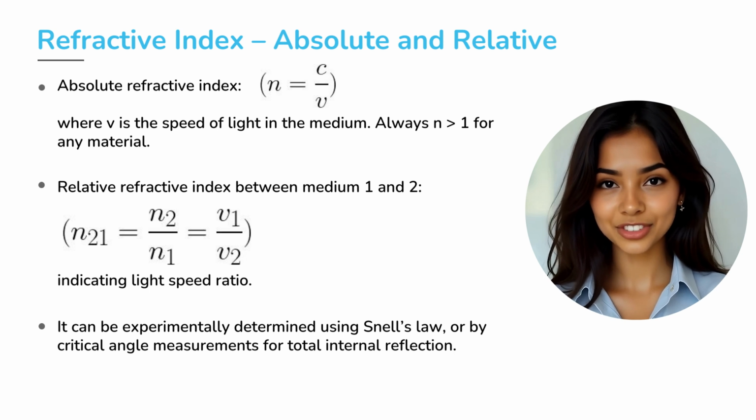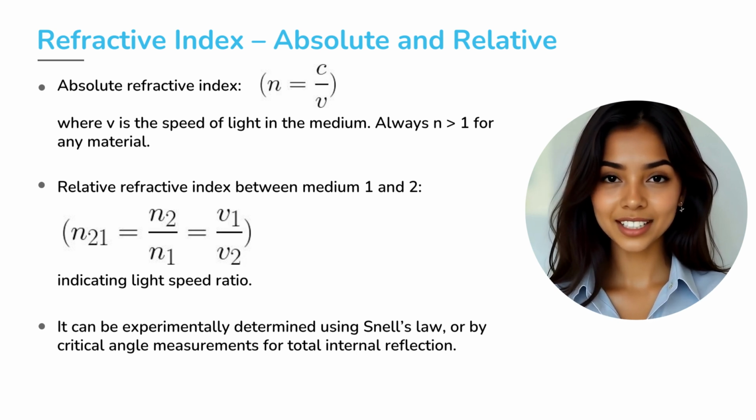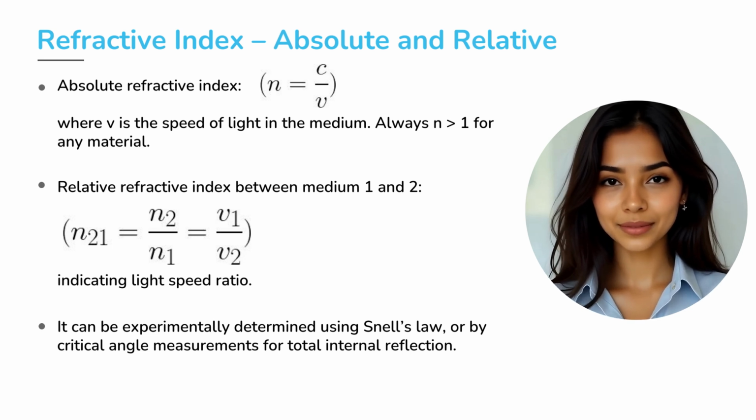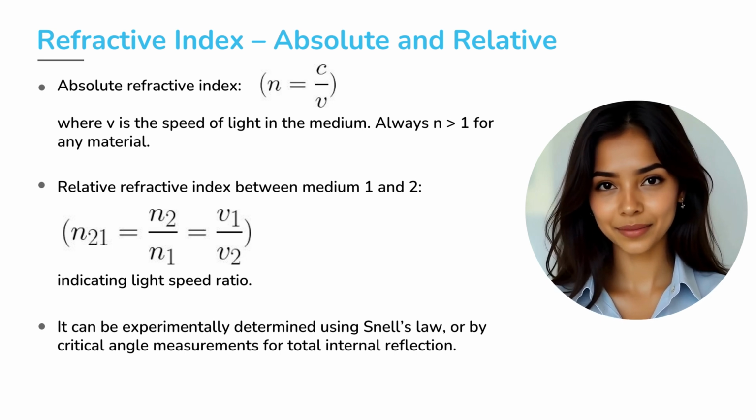We can find these refractive indices experimentally, either by carefully measuring the angles of incidence and refraction and applying Snell's law, or by observing the critical angle for total internal reflection. Think of when sunlight glints inside a water droplet or a glass fiber cable. These measurements help us understand lenses, cameras, and even the twinkling stars above.